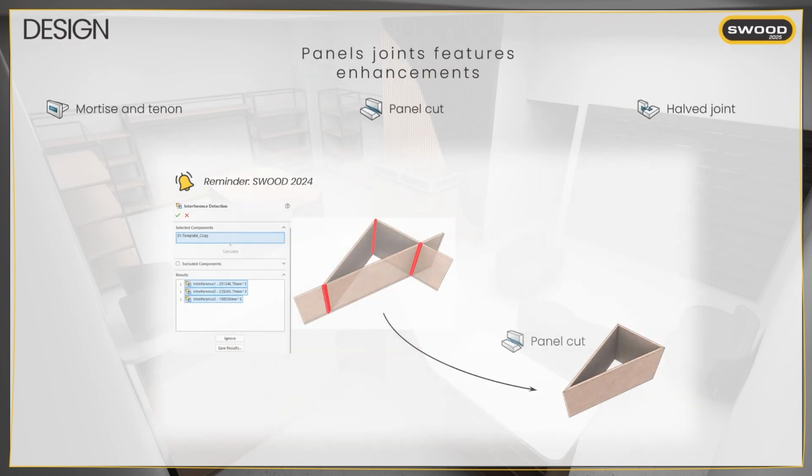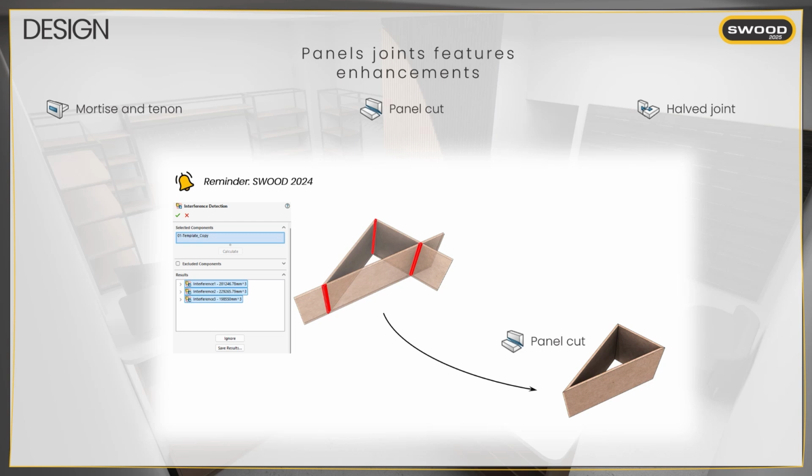The first thing I want to show you is the panel joint feature enhancement. As a reminder, in SWOOD 2025 we introduced a new way to manage the interference between two panels. From this interference, you have the possibility to either create just a panel cut to trim the panels together, or create some tunnel and mortise or eye joint assembly.